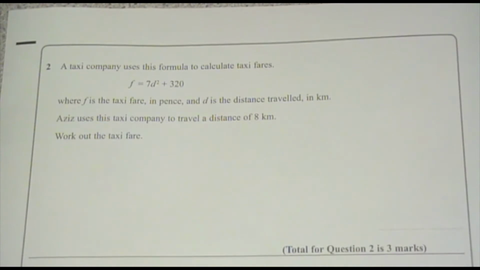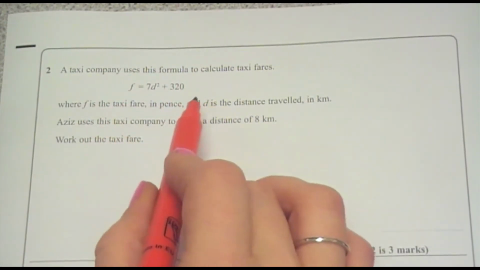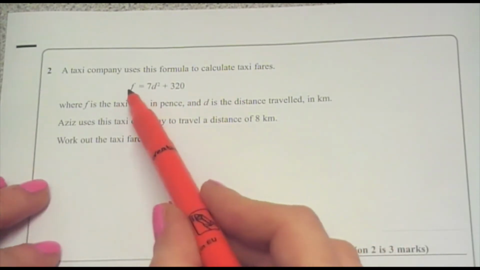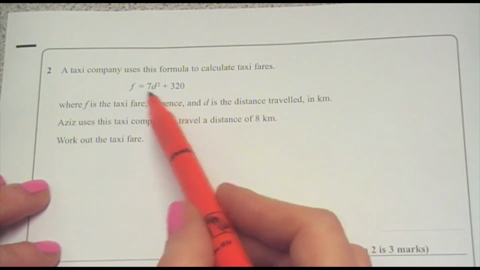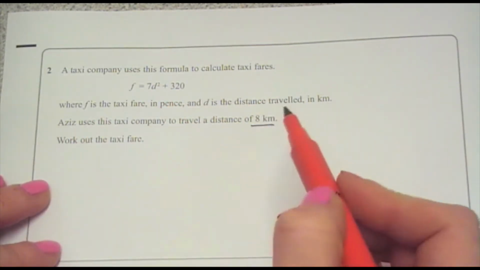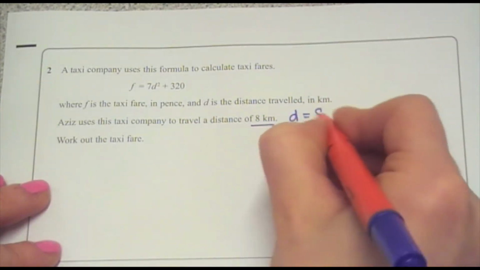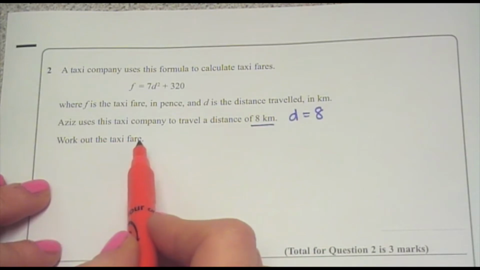Okay, question 2. Says that a taxi company uses this formula to calculate taxi fares, where F is the taxi fare in pence and D is the distance travelled in kilometres. Aziz uses this taxi company to travel a distance of 8 kilometres. So I already know that D is going to be 8. I need to work out the taxi fare.